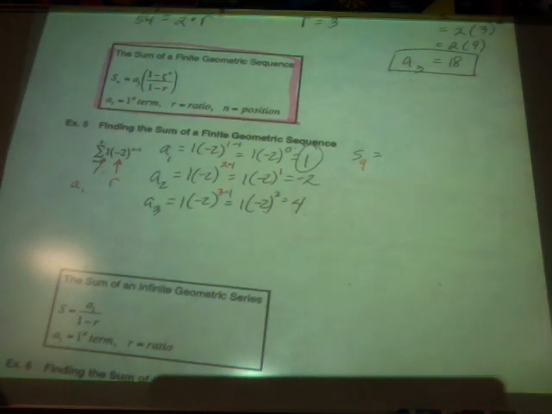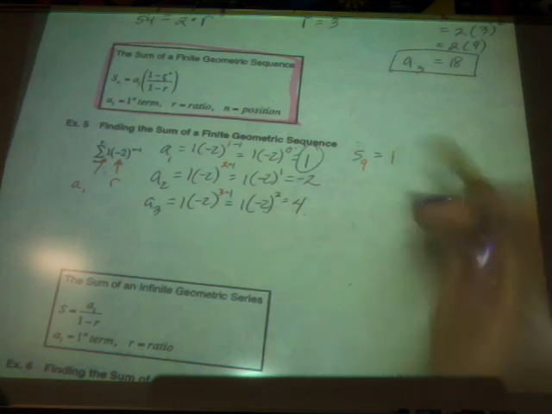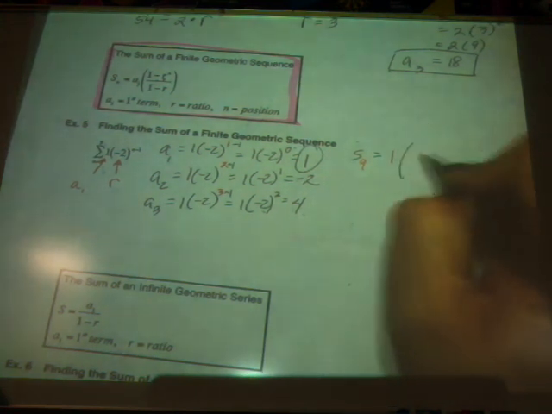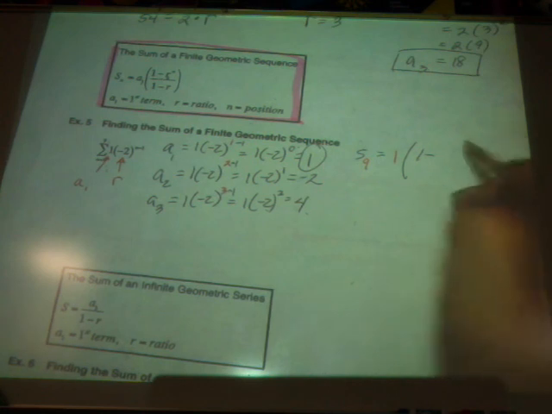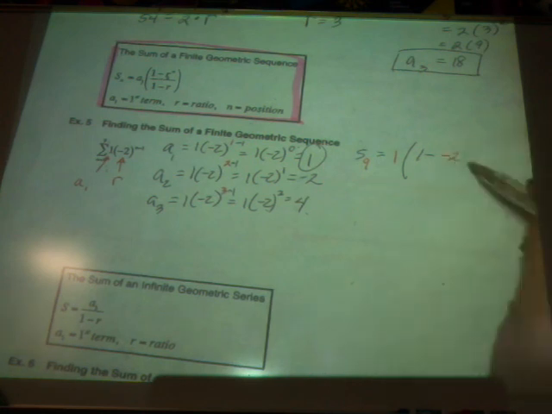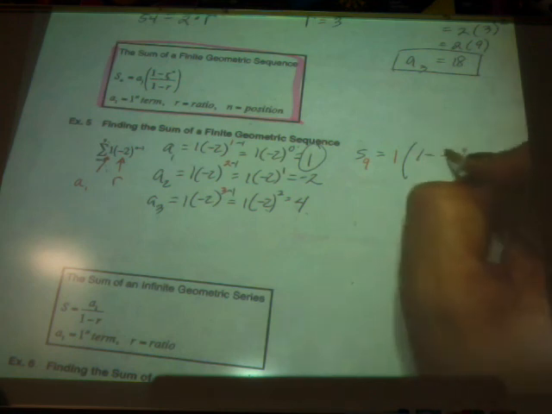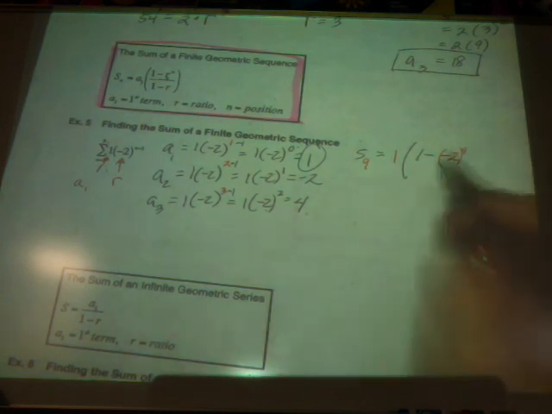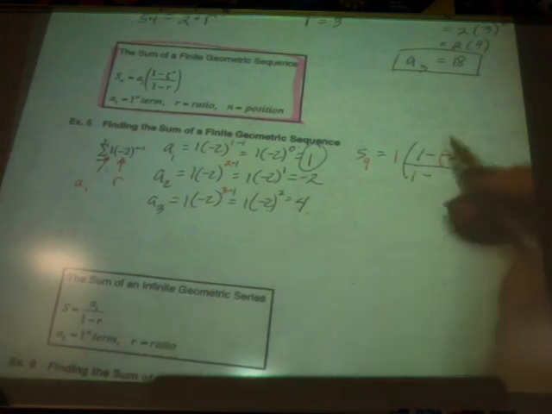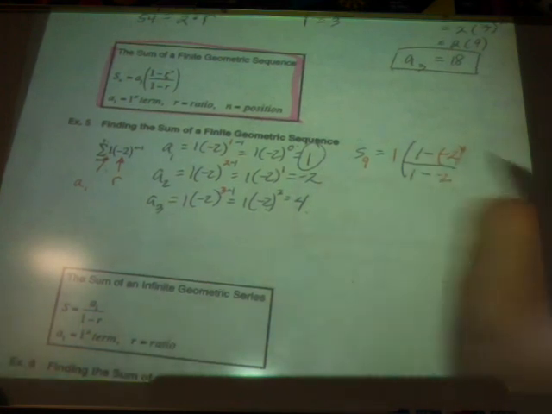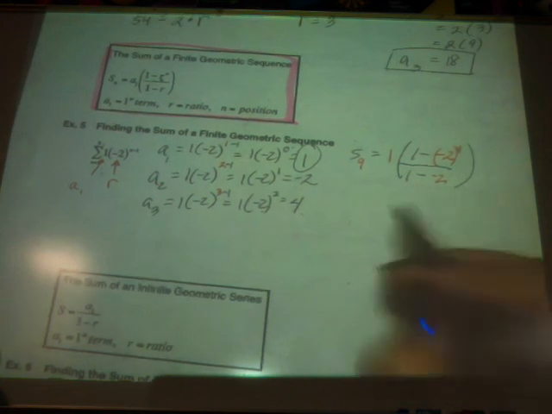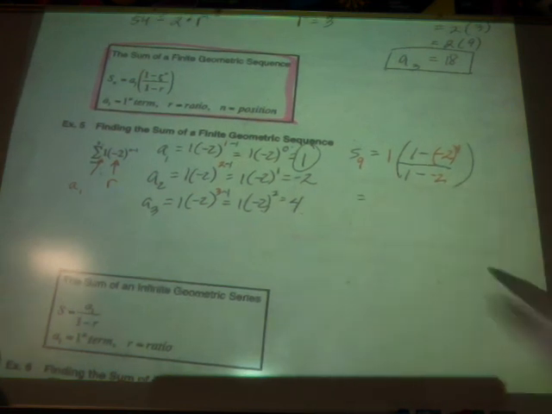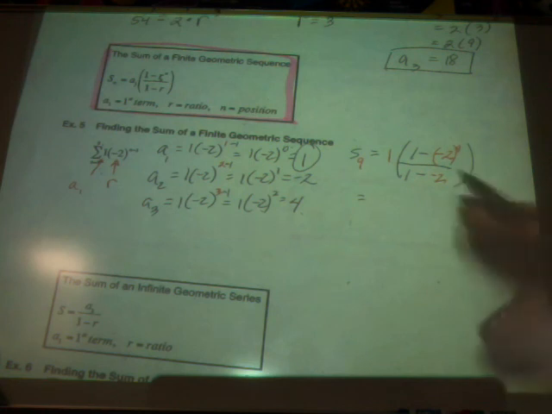is equal to a sub 1, which we found to be 1, times 1 minus r, which is a negative 2. So be careful with your negatives. So r is a negative 2. We're raising it to n, which is 9. So the whole negative 2 gets raised to the 9th power. So you have to raise that to the 9th before you can subtract it from 1. Divided by 1 minus that negative 2 again, in parentheses. So we get equals. Do I really need the 1 in there anymore? No. So I'm going to drop the 1 in this case.